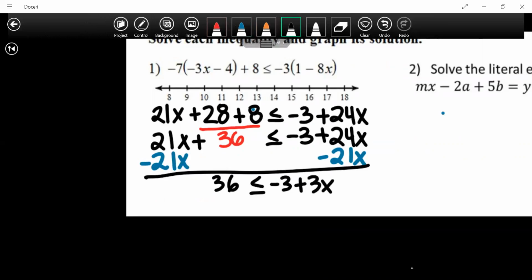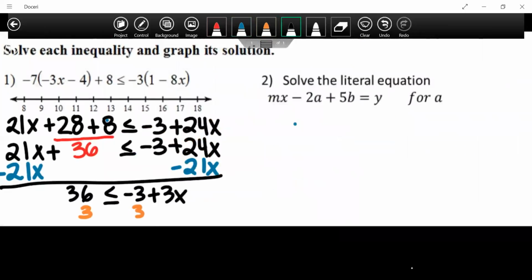Next, add or subtract, so we're going to add 3 to both sides. I'm going to bring this part up here. We're going to get 39 is less than or equal to 3x. Then divide. My solution will be 13 is less than or equal to x.